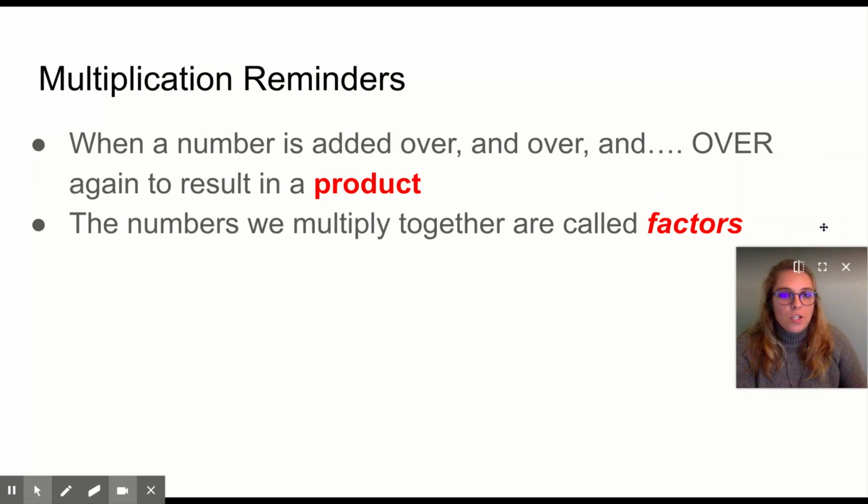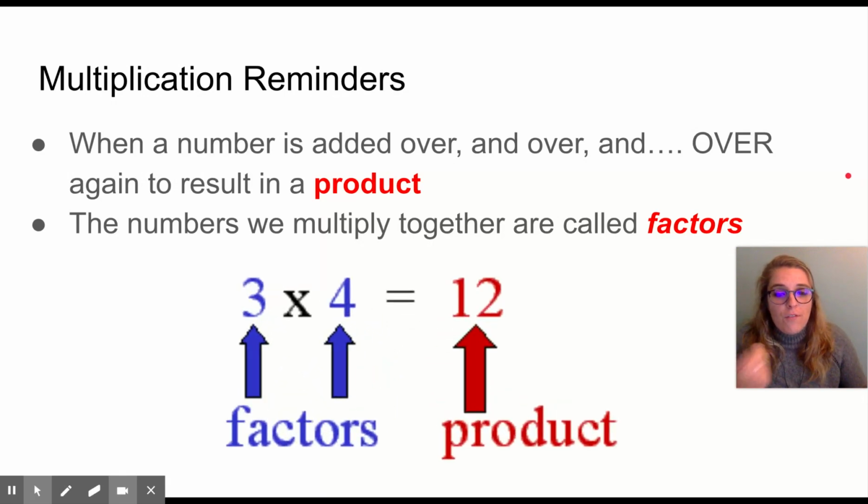All right, some multiplication reminders. We know when a number is added over and over again, the result is a product. We know that when we multiply two numbers together, we get a product. Specifically, the numbers we multiply together are called factors. So if we look at a multiplication equation, if this is 3 groups of 4, or 3 times 4, we know that 3 and 4 are our factors. And if I combine 3 groups of 4, I get a product of 12.